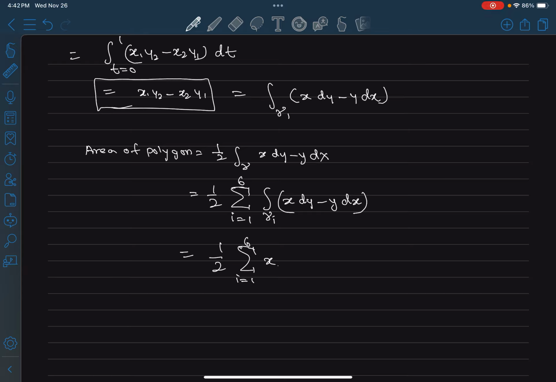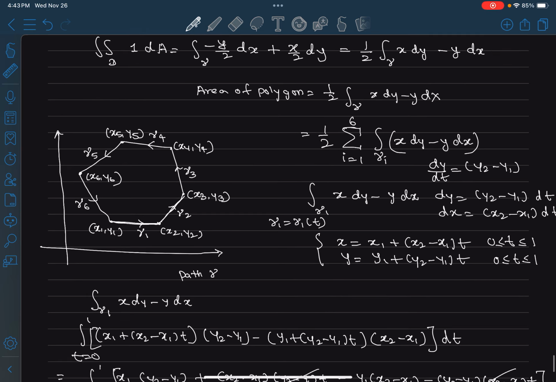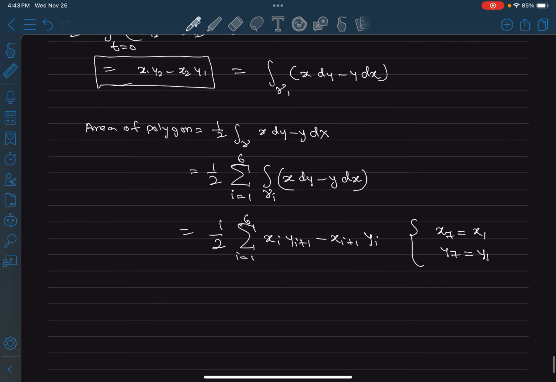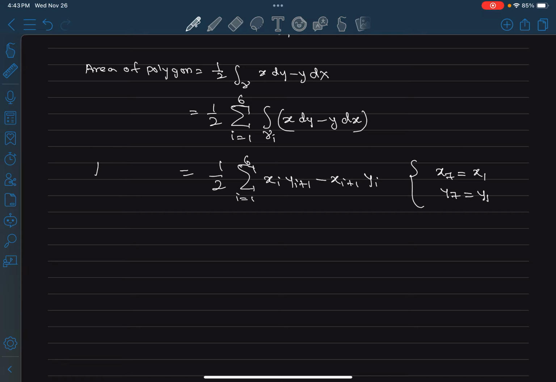So basically xi yi plus 1 minus xi plus 1 yi. Now in this sum we will also have x7 and y7, which are not actual coordinates, so x7 should be just x1 and y7 should be just y1, because in this figure, after x6 y6 there's again x1 y1. This is how they should be defined, and this is the formula for the area of the polygon. And this formula exactly corresponds to what we did earlier.